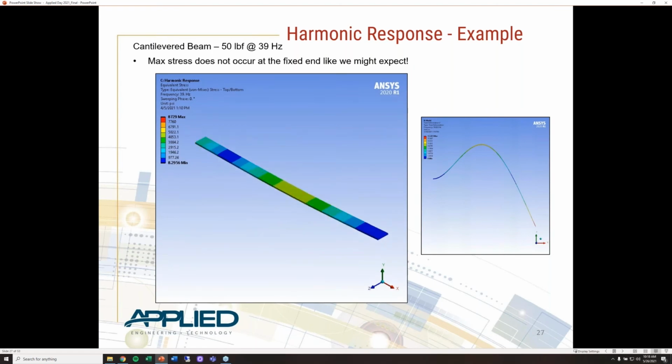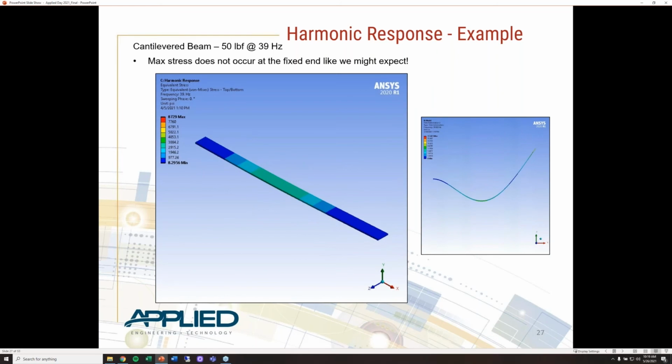And what's interesting about this is for a classical beam example that's fixed at one end and we apply a load to it, we would expect the maximum stress to be at the fixed end, right? But here, when we're working with forced vibrations, we're actually seeing the max stress occur at about 3/4 of the way down the beam where that inflection point is. So that might not necessarily be intuitive to us when we start looking at problems like this.